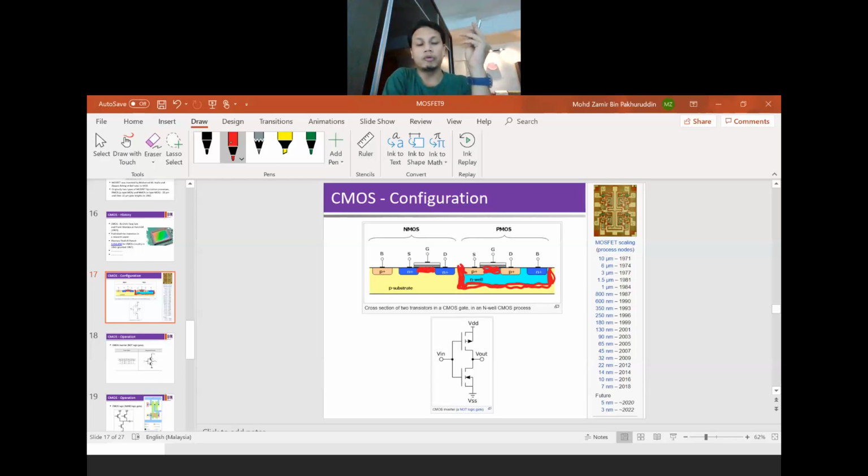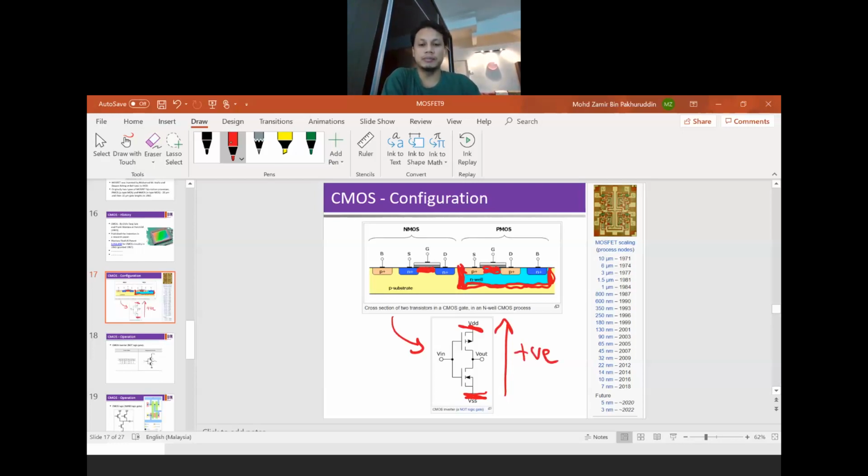So PMOS and NMOS form the CMOS gate structure. These two structures can also be represented by this symbol. We've learned this in MOSFET, but we learned them separately, either P-type or N-type. Here they are combined in a CMOS circuit, so they are no longer separated. What you can see here, VDD is the supply voltage and VSS is the ground, the source voltage. It's going positive this way.